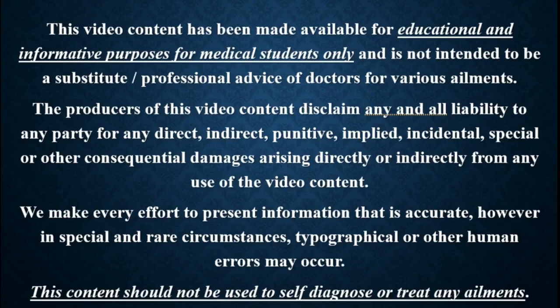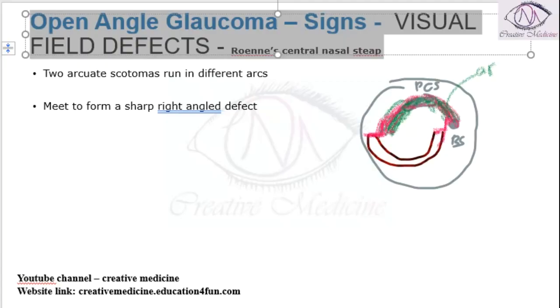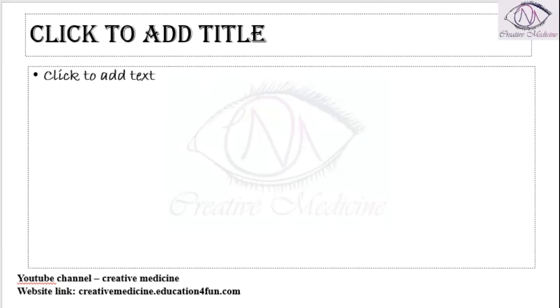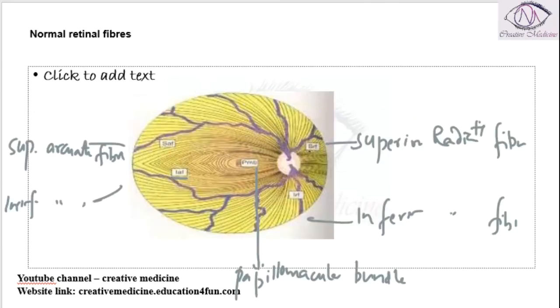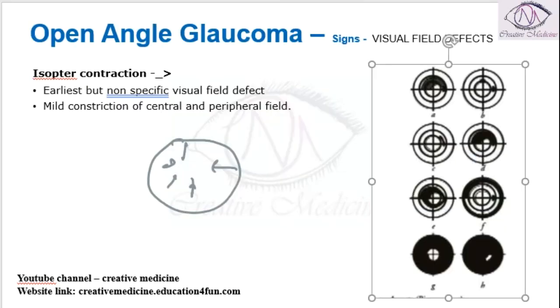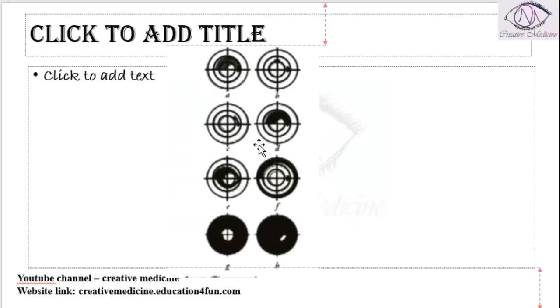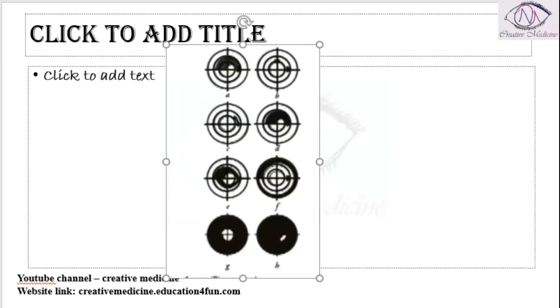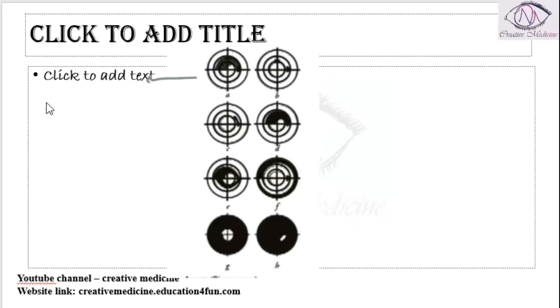In this lecture, we will learn about visual field defects. Now, what are these? Labeling. So let us label this. This looks like an arcuate scotoma. So this is an arcuate or Jensen's scotoma.